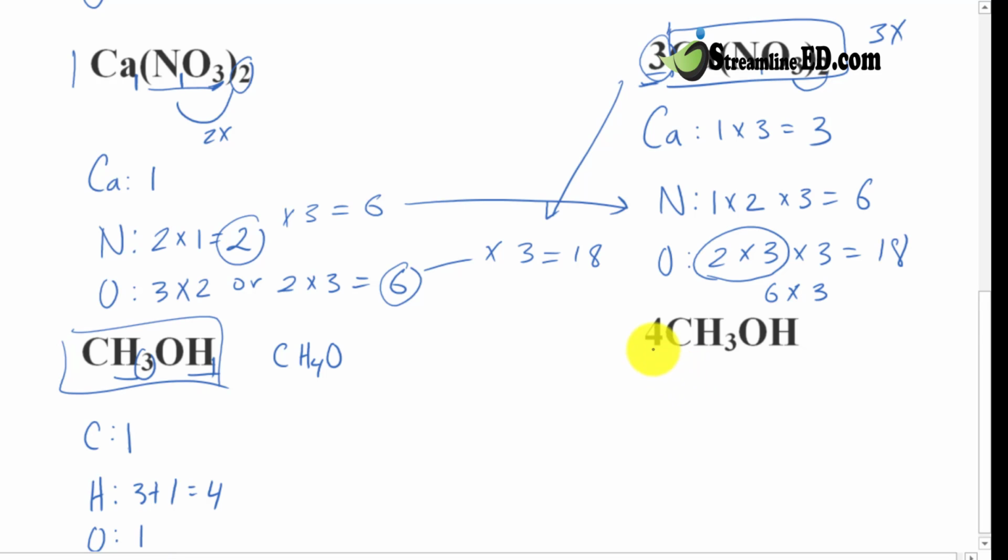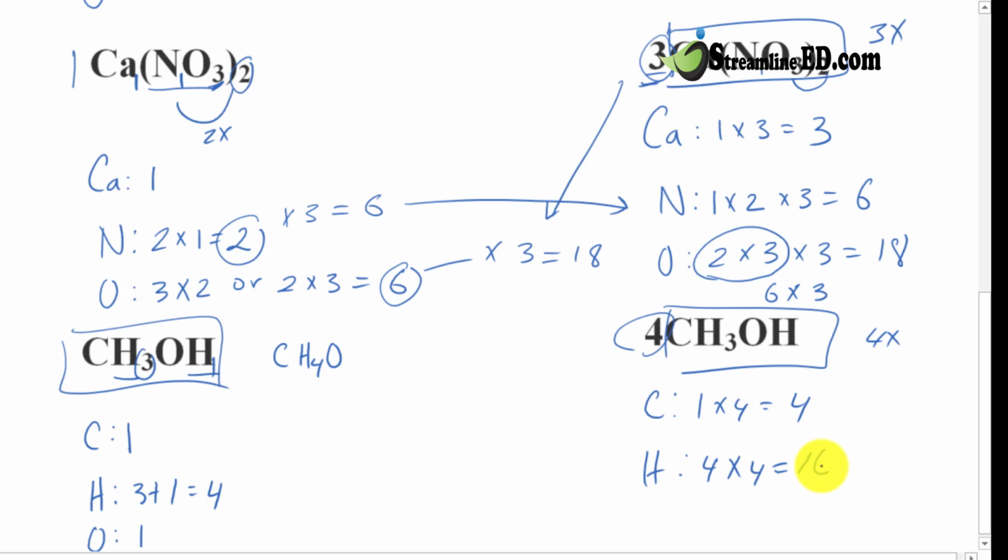Now let's look at how the coefficient will change everything. Again, that tells you there are 4 times the whole entire thing. So if that's the case, what is 1 times 4? Equal to 4. And for hydrogen, what is 4 times 4? Equal to 16. And then for oxygen, what is 1 times 4? Equal to 4. And we can prove that right here. Hydrogen is 3 plus 1, gives you 4 right there, and it's 4 of them, 16. For carbon, just 1 times 4. And that's how you interpret a chemical formula.